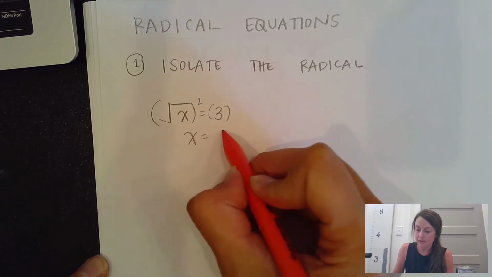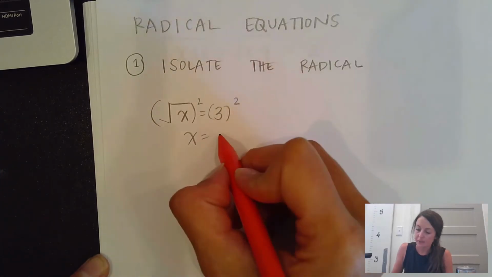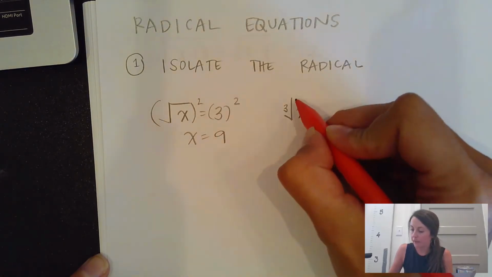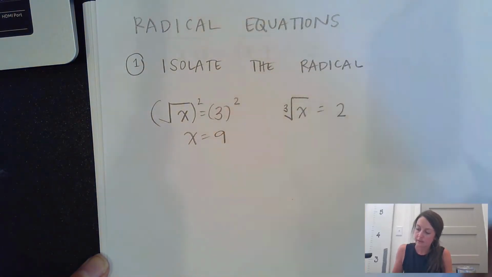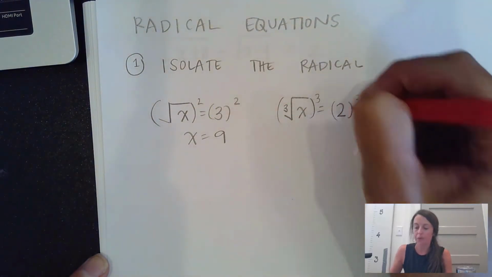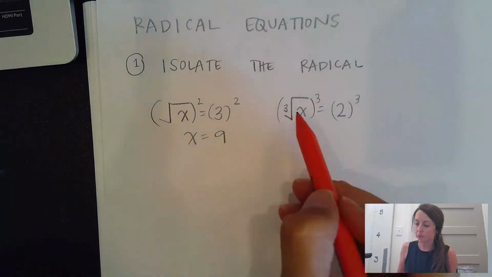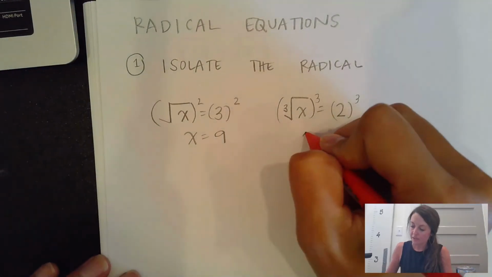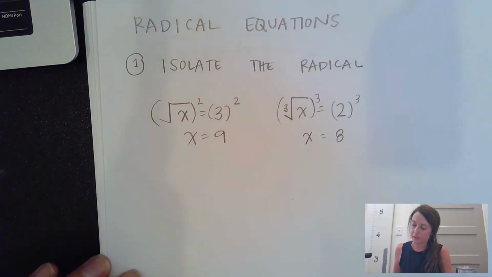So this will be x, whoops, I didn't even do it. So x would be equal to 9. If it was the cube root of x, like this, then you will raise it to the power of the root. Does that make sense? Whatever the index is, that's what you're going to raise to the power. So this would be x cubed is equal to 8.